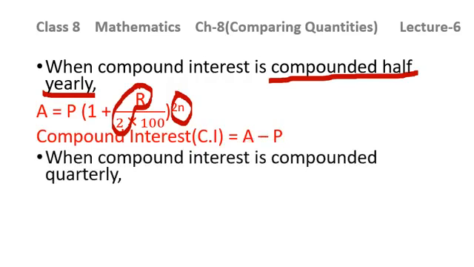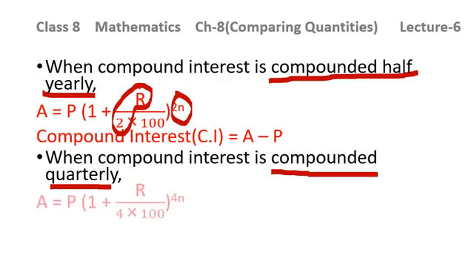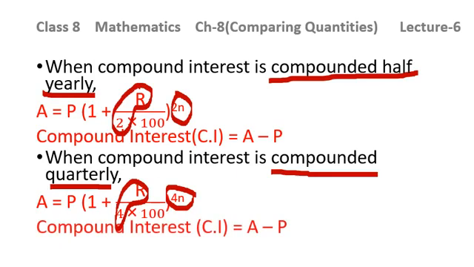And when interest is being compounded quarterly, what will be the formula of amount? Rate will be divided by 4, that is R over 400, and time will be multiplied by 4, that will be 4 into n, where n here basically represents the conversion period. You can write 4t also, and compound interest will be given by the formula CI is equal to amount minus principal.